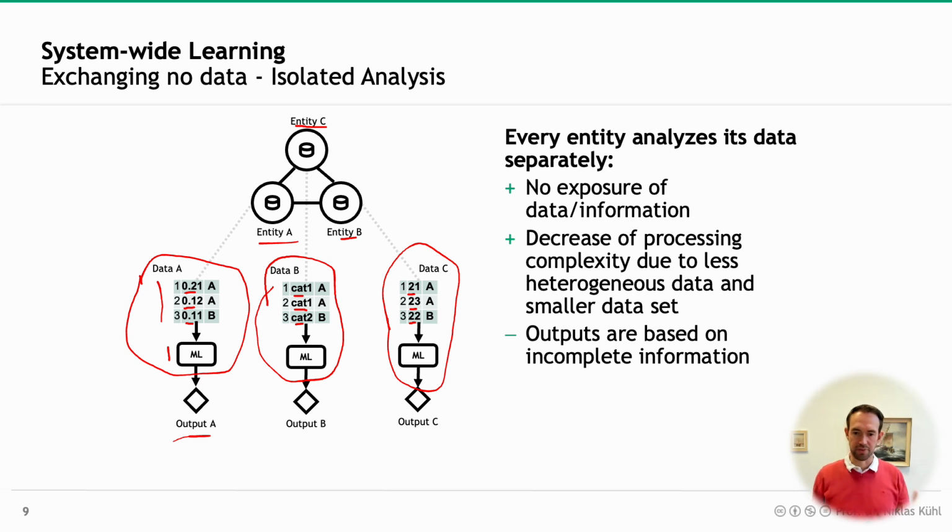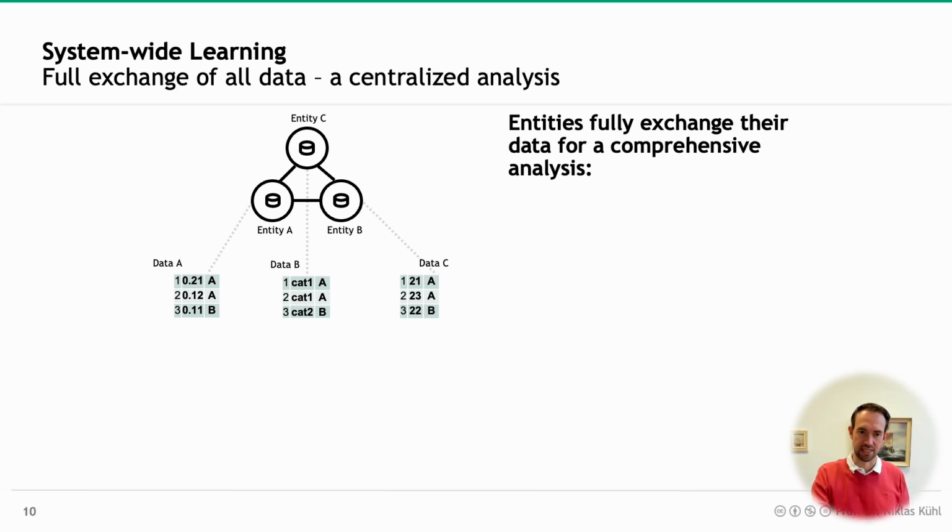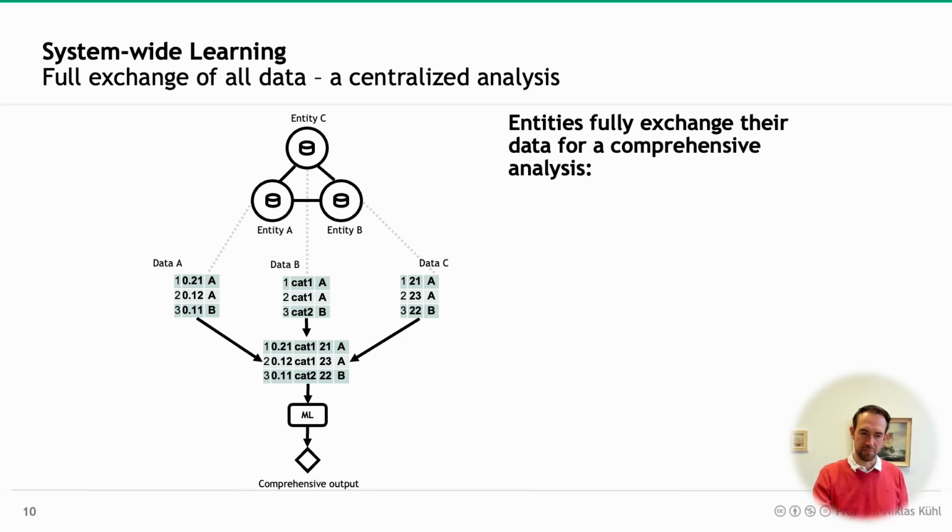Let's move to the other extreme that we mentioned, the full exchange of data, a centralized analysis. Now, what we do here is we have the same entities, but what they perform now is they pool all their data, potentially within a fourth entity, and all the data is now summarized in one large database. On that basis, a machine learning model is built, and we have a comprehensive recommendation, a comprehensive output.